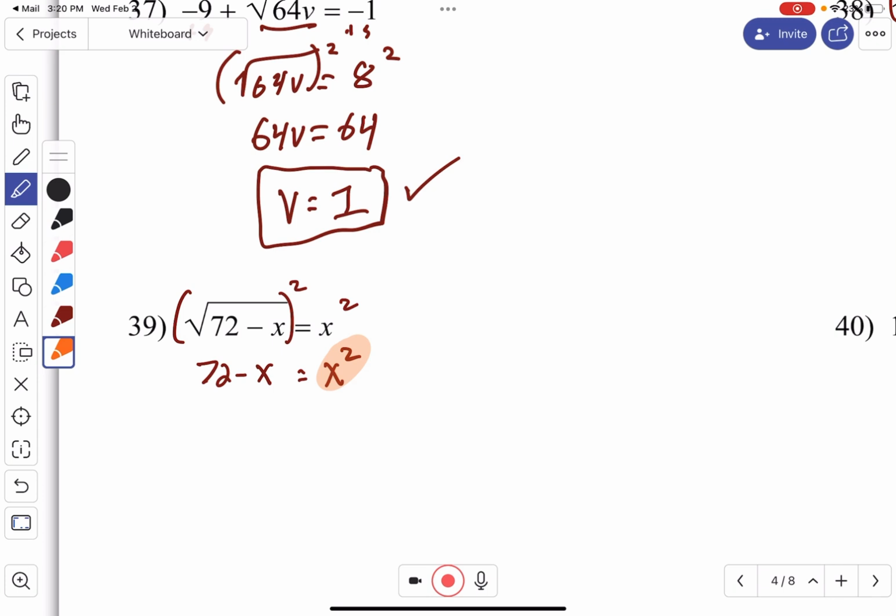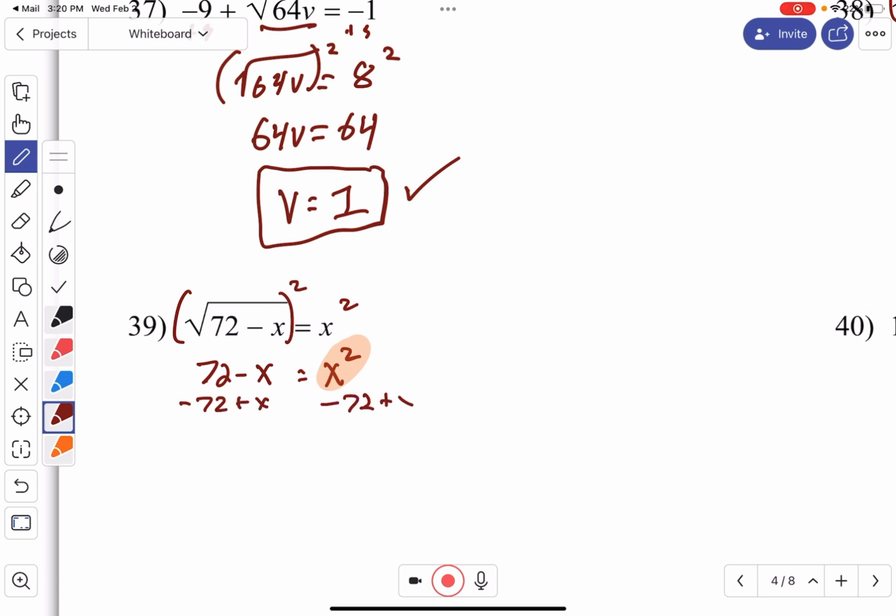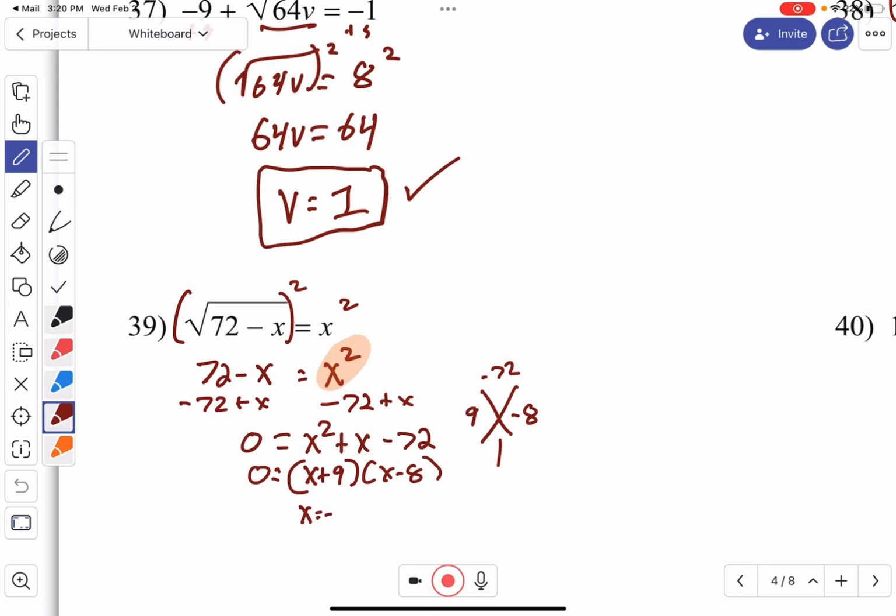We have a quadratic. Since we have a quadratic, we need to set it equal to 0. So I'm going to subtract 72 and add x and put it in standard form. So 0 is equal to x squared plus x minus 72. Factor that: -72 and 1. So 9 and -8. So that's x plus 9 and x minus 8. So x equals -9, x equals 8.